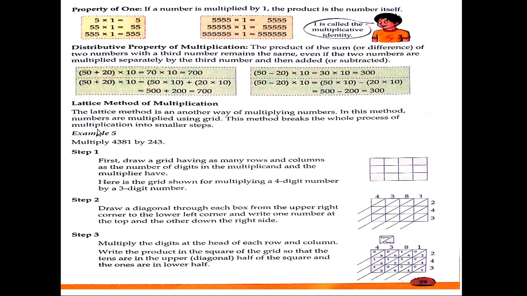Okay, now let's do it mathematically. First we draw a grid, then we put the numbers on the top side and right side, then we multiply according to the numbers. From 1 into 2, then from the right side 2 into 1, then 2 into 8, then 2 into 3, then 2 into 4, put in a box. Now take another box, place 4 here, then 4 multiplied with 1, then 8, then 3, then 4. Then another box, place 3 here, then 3 into 1, then 3 into 8, then 3 into 3, then 3 into 4, and this way it is plotted.